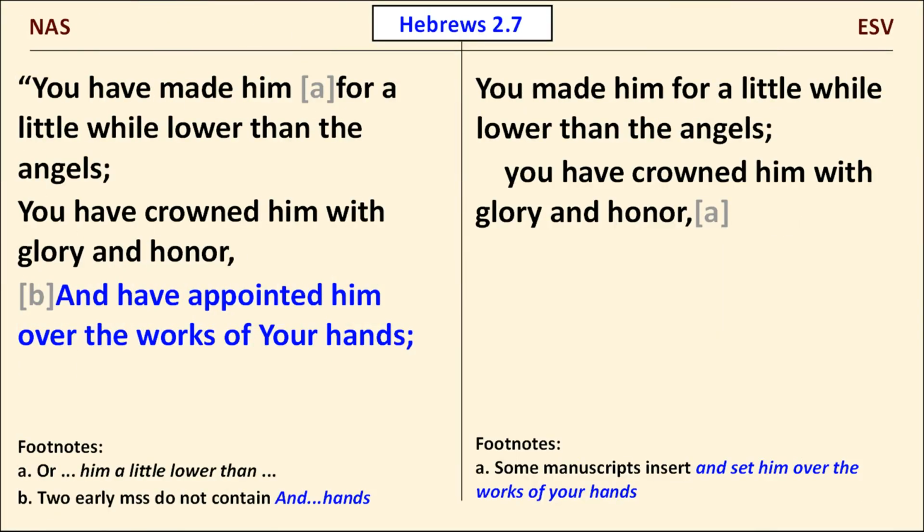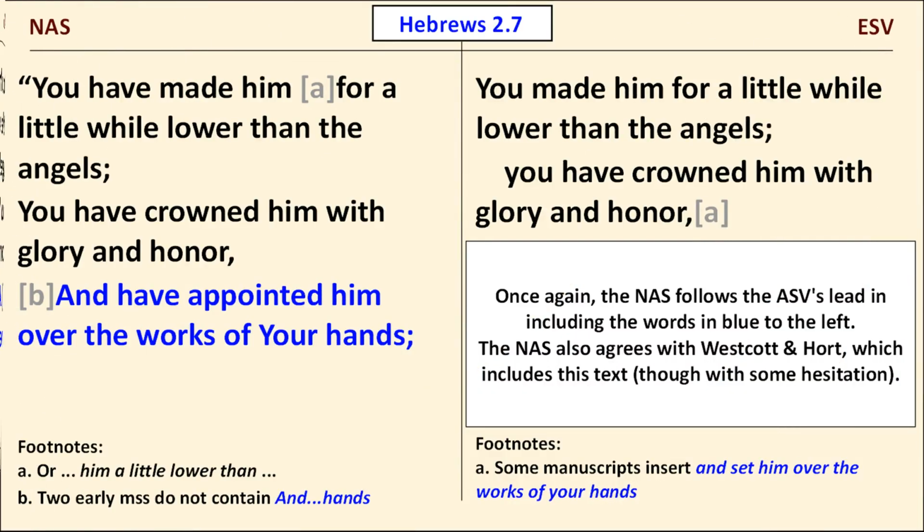Our third example is from Hebrews 2:7, where the NAS includes the words "and have appointed him over the works of your hands." In following the ASV's lead in including these words, the NAS agrees with Westcott and Hort, as it did in our first example.